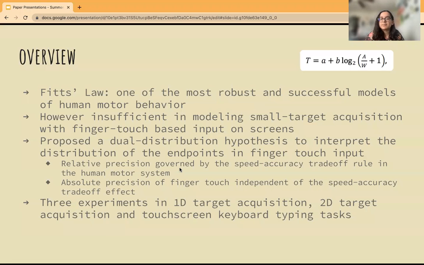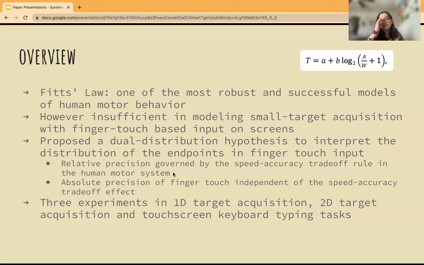The equation is on the top right, where T is the average time taken to complete the movement. A is the distance between the starting point and the center of the target. W is the width of the target, and a and b are constants, reflecting the efficiency of the finger movement.